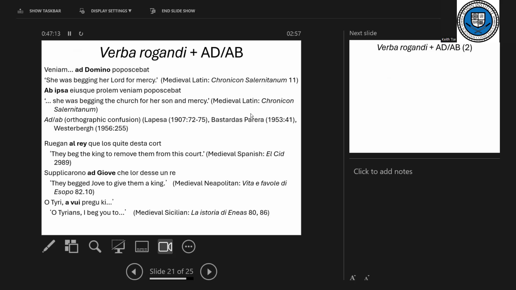So in medieval Romance, the verbs of begging that express an order or request often take a or ad. So, for example, in Spanish, "ruegan a rey que", in medieval Neapolitan, "supplicarono a Giove che lo restituirem", and also in medieval Sicilian, "a vui pregu".